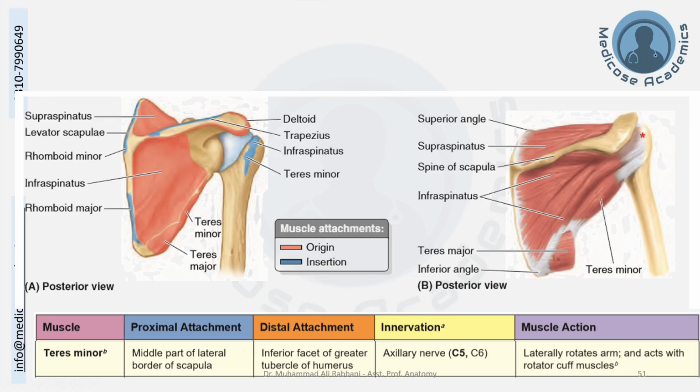That brings us to the last of the rotator cuff muscles, that is the teres minor. It arises from here, the upper aspect of the lateral border of the scapula, and from here it is inserted into this lower facet of the greater tubercle on the posterior aspect. This is the muscle that runs between these two parts, and as you can see, it will have a function similar to that of infraspinatus, that is the lateral rotator of the shoulder joint.